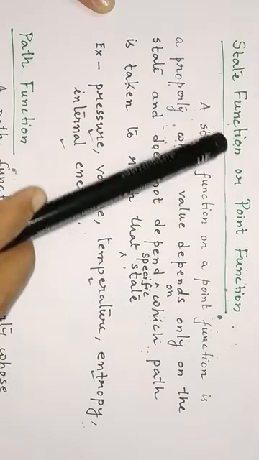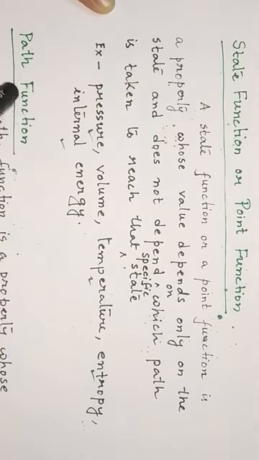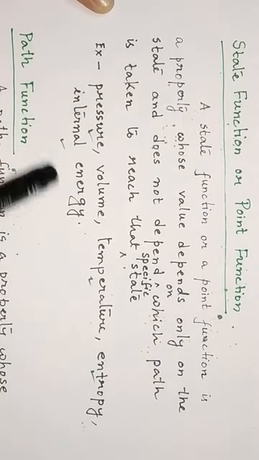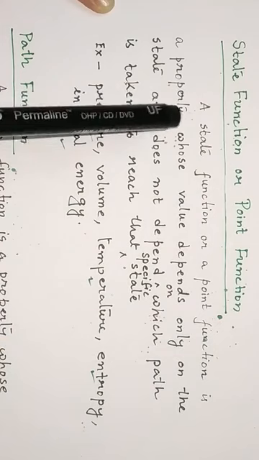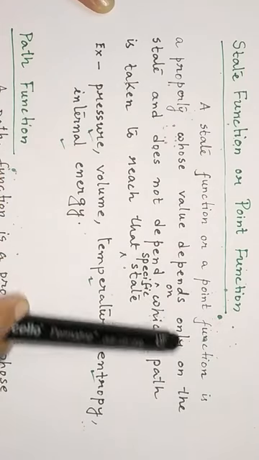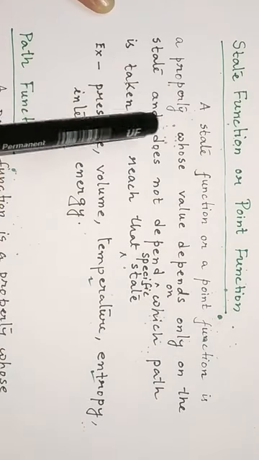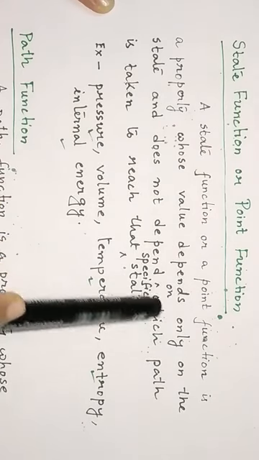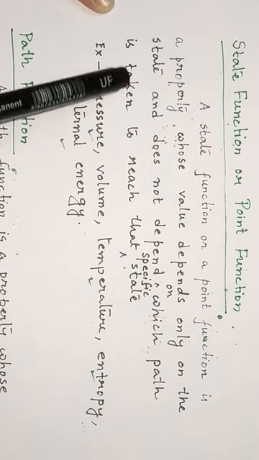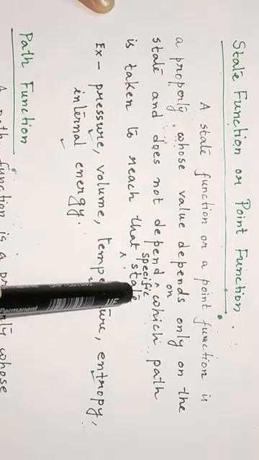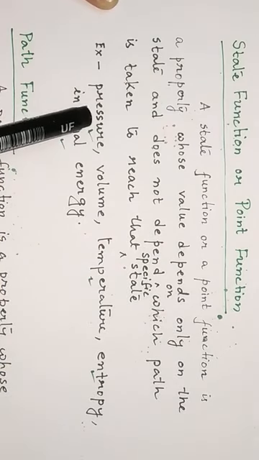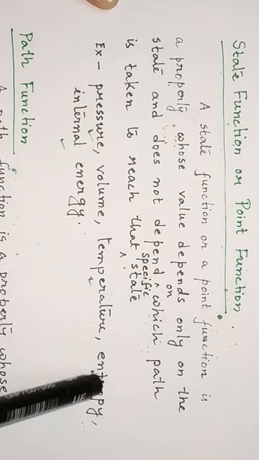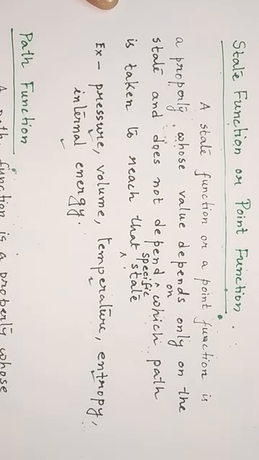So now we'll discuss state function or point function and the path function. At first we'll discuss the state function. A state function or a point function is a property of a system whose value depends only on the state and does not depend on which path is taken to reach that specific state. Some examples of state functions are the pressure, volume, temperature, entropy, internal energy, etc.